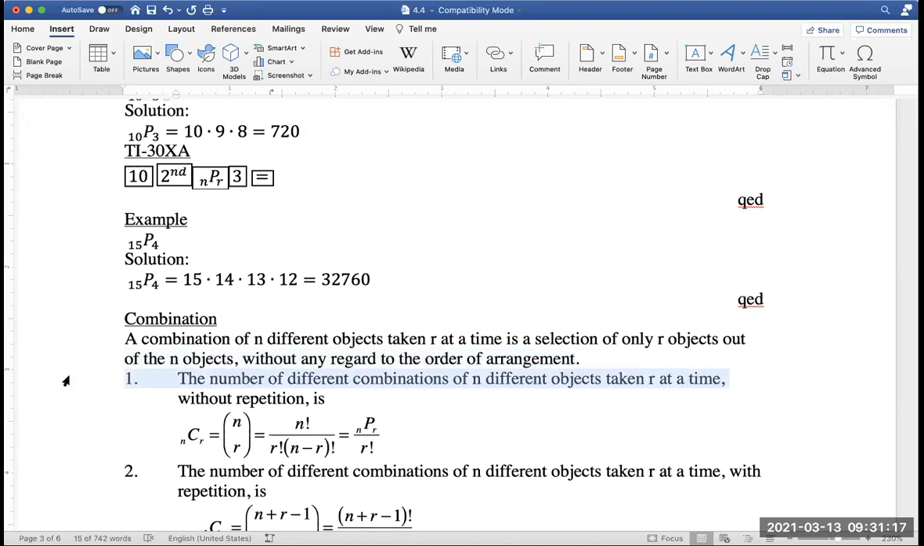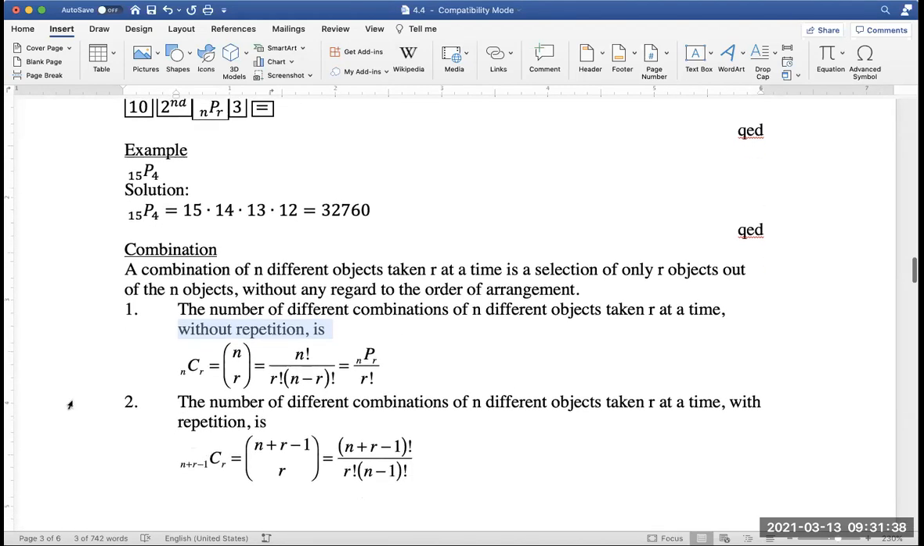The number of different combinations of n different objects taken r at a time without repetition is NCR, the binomial coefficient. It is n factorial over r factorial times n minus r factorial. It is the NPR over r factorial. The number of different combinations of n different objects taken r at a time with repetition is n plus r minus 1 C r. It is n plus r minus 1 factorial over r factorial times n minus 1 factorial.